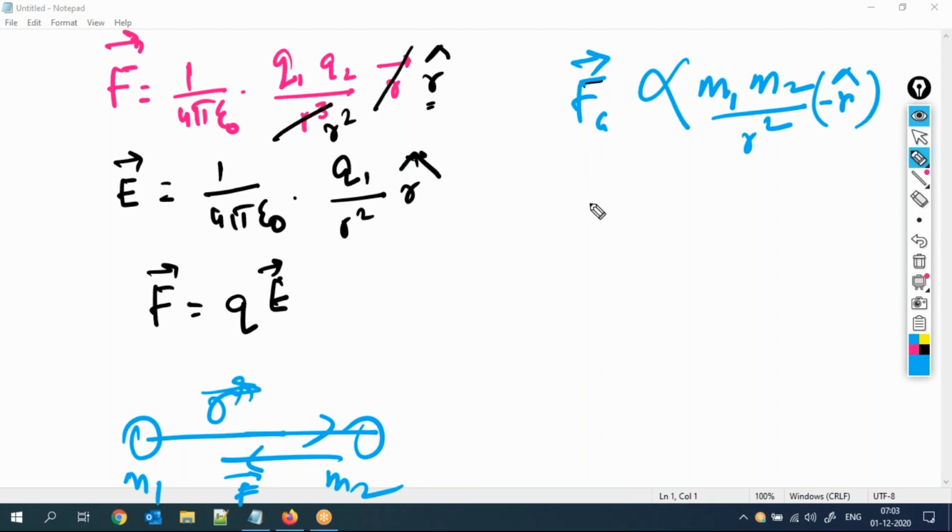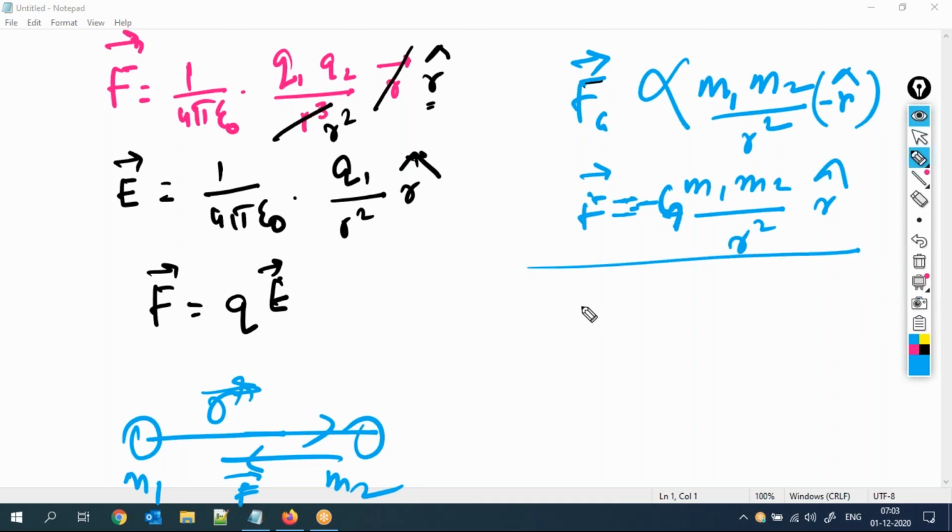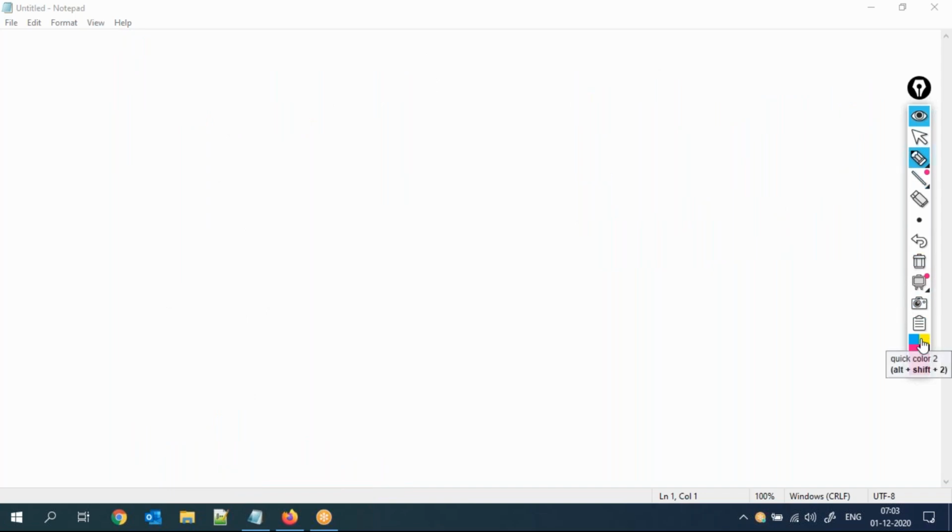And then exactly the same thing. F equal to minus G M1 M2 by R square, and in the direction of R. This minus came here. Any question? No, sir. Magnetic pole, again, same thing, right? Most important thing was F equal to QVB.